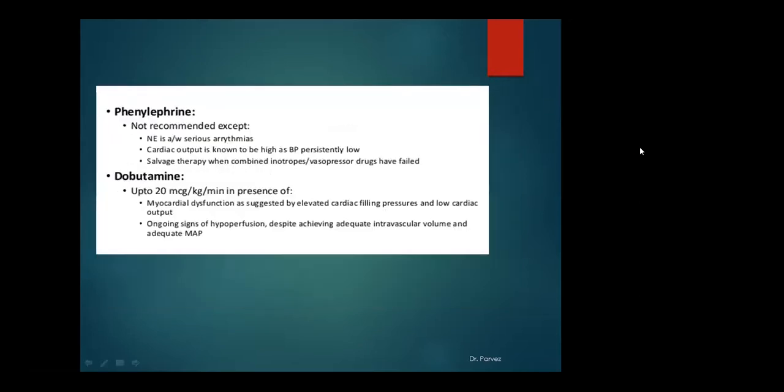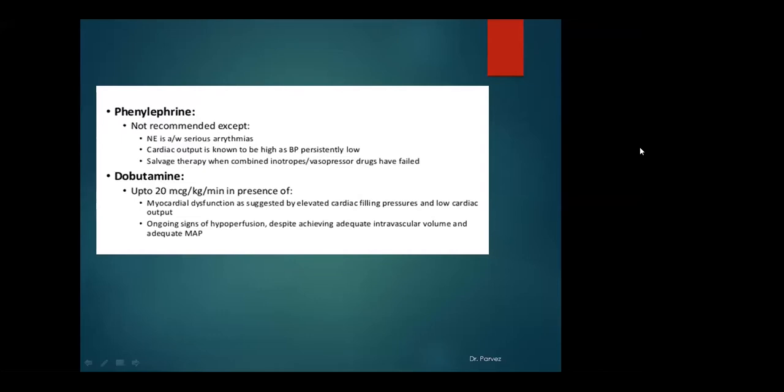Coming to phenylephrine, it is the last resort. It's again a salvage drug. It is recommended in patients who could not tolerate epinephrine. This is only to be started after the patient receives an adequate amount of fluids. It should be started after the patient becomes at least euvolemic. And the last but not the least, dobutamine, which is used specifically in patients who have myocardial dysfunction.